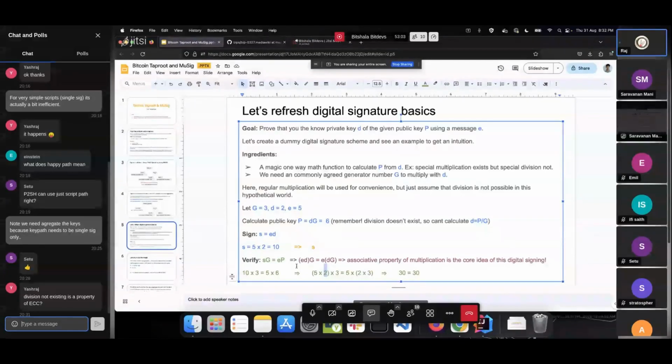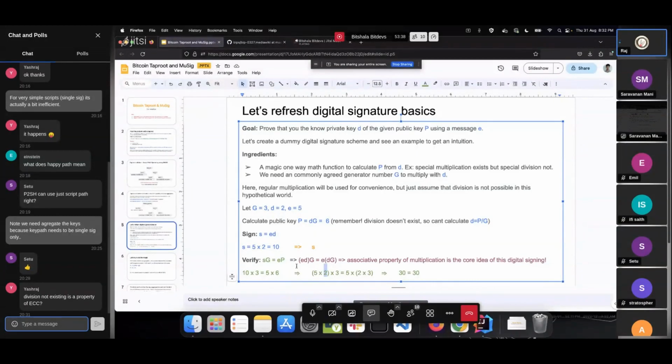Because if I was guessing the private key, like if I didn't know that the private key is 2, so I guessed 5 and gave 5 as the private key, my public key is still 6, right? Because that's public information, but I don't know the private key behind that public key, so I'm just guessing. From 6, I cannot derive that the private key is 2, because D equals P by G is not allowed in ECC.